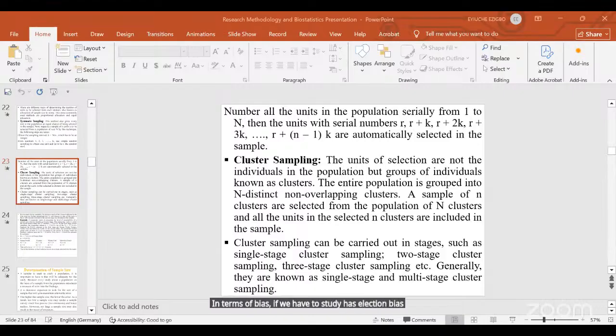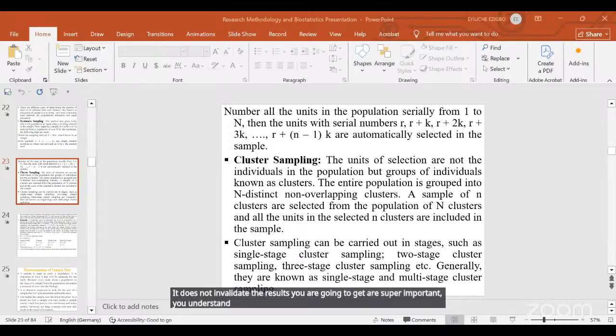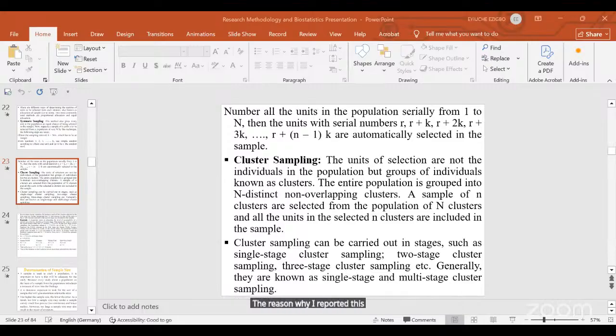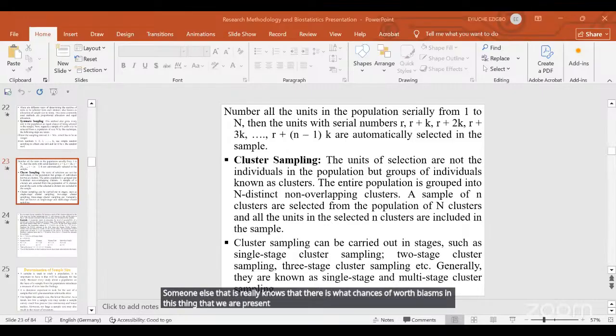That is very clear. But at the same time, it does not invalidate the results you are going to get; they can still be reported. You understand? But even while you are reporting it, someone else that is reading it knows that there are chances of what? Biasness in what you are presenting. Is that clear? Next person.